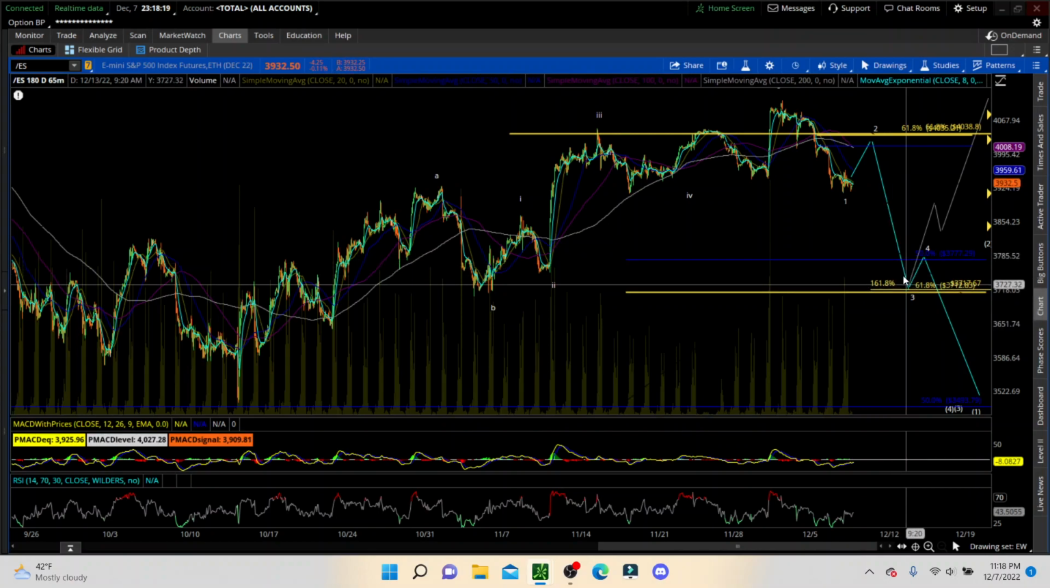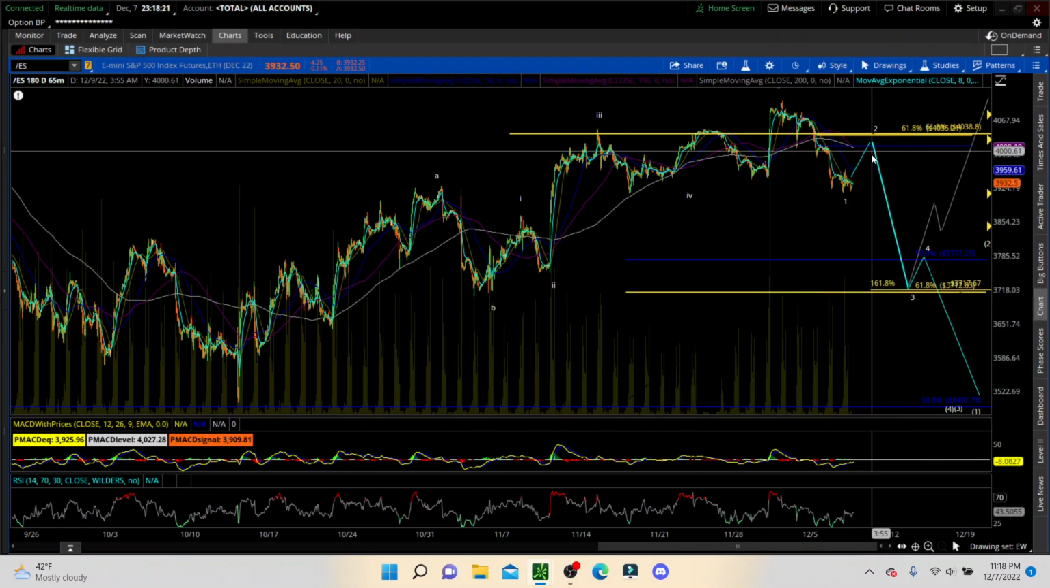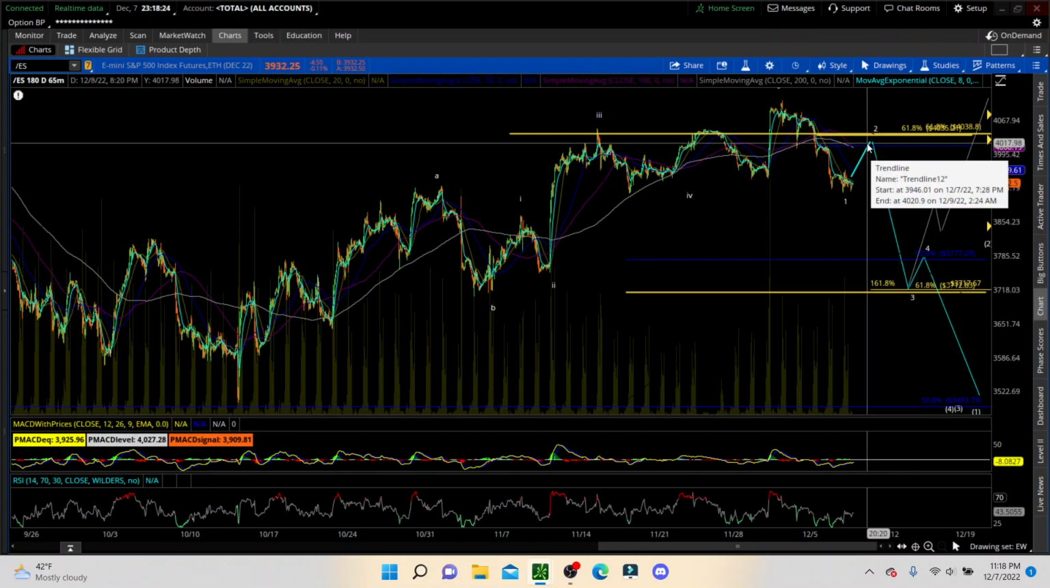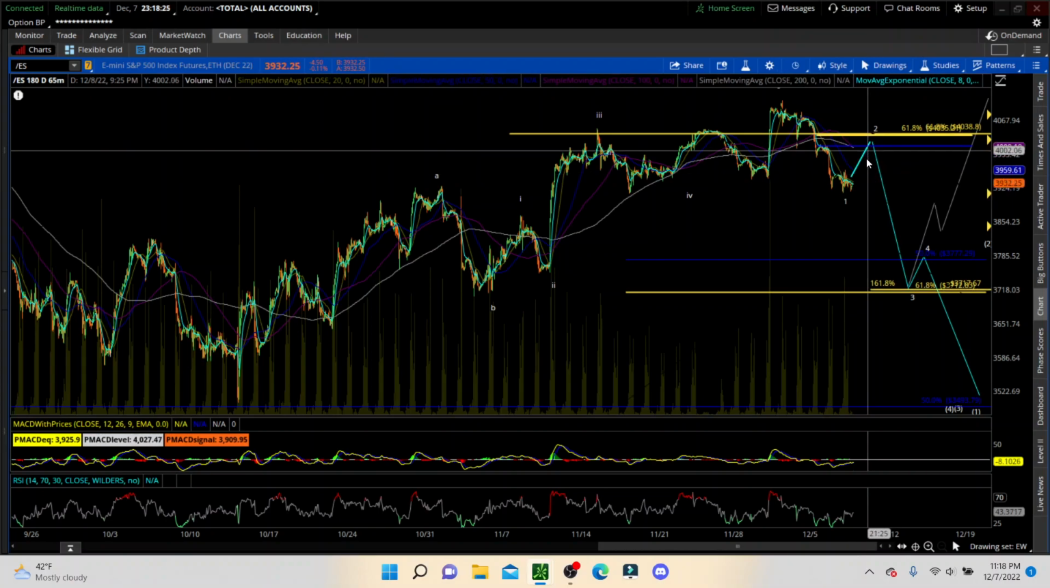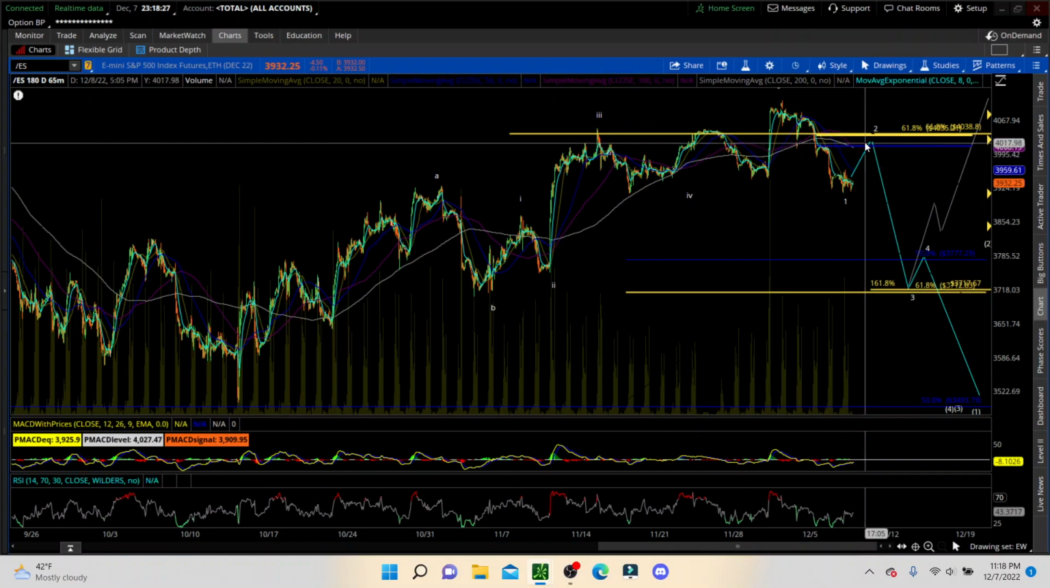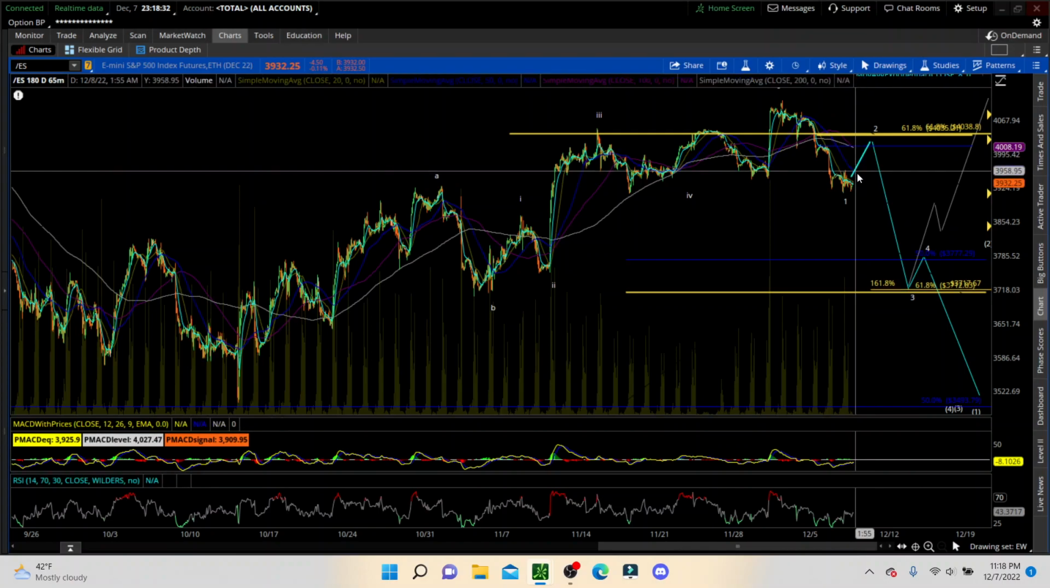So that's where we're facing. We are playing this bounce. I did play a lotto overnight to get to this area up here. Quite small of a trade, but still matters.